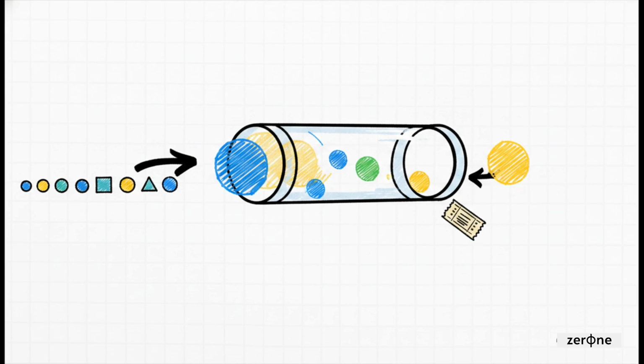Think of that physical ticket line. Elements are always inserted at the rear, the back of the line, and they are exclusively removed from the front, the head of the line. The very first person who got in line is strictly the first person who gets served and removed.